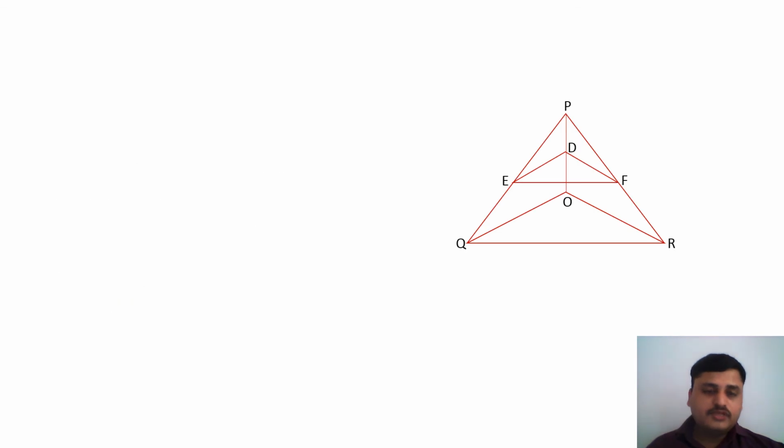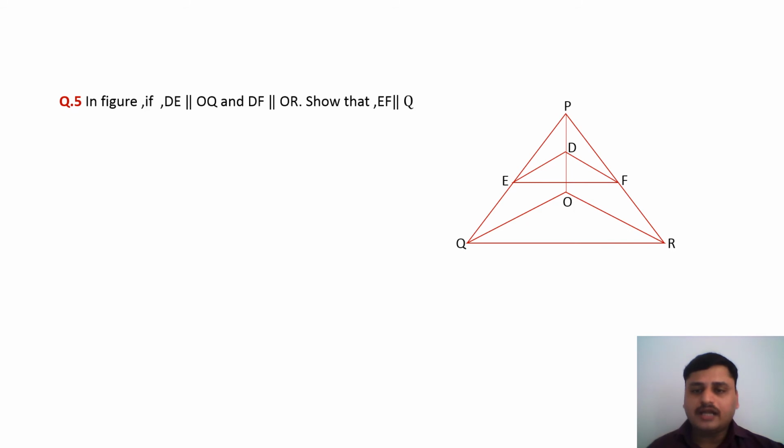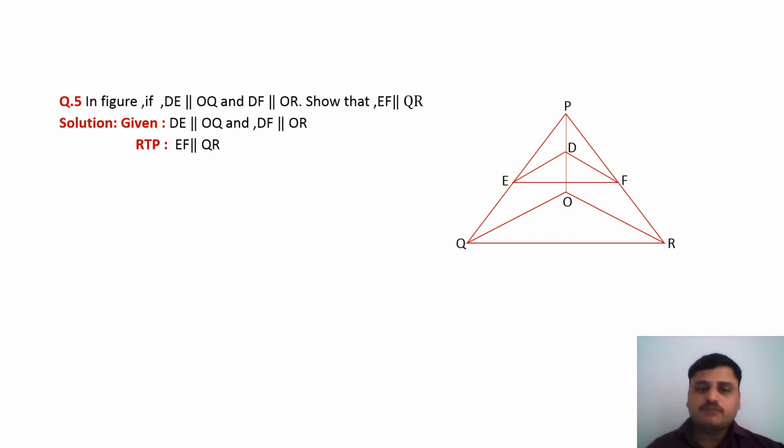Now we can see another question. You can see this figure. In this figure, DE is parallel to OQ and DF is parallel to OR, then we need to show EF is parallel to QR. So given: DE is parallel to OQ and DF is parallel to OR. In RTP we write: EF is parallel to QR. Okay, let's begin the proof.